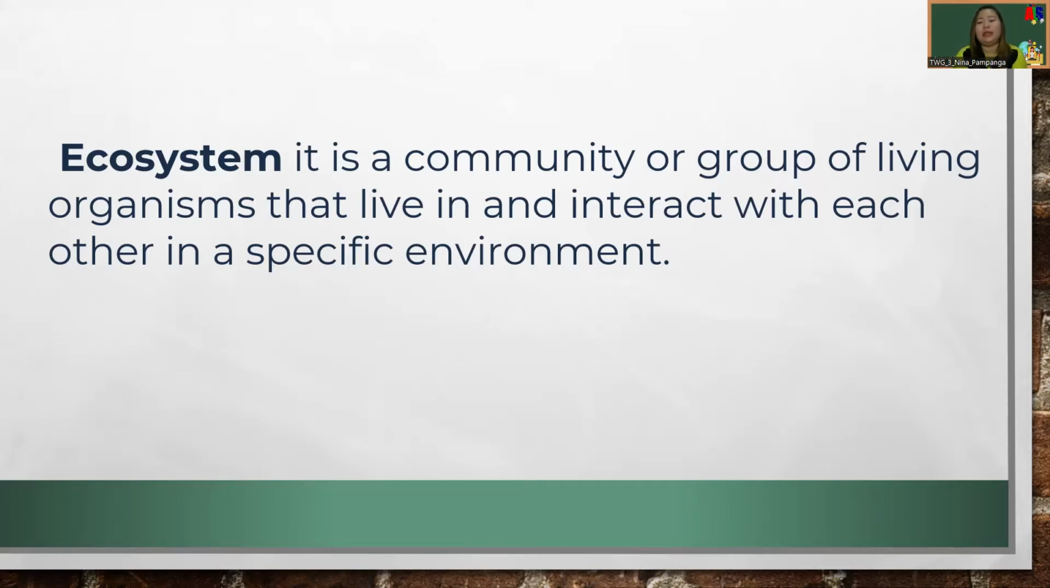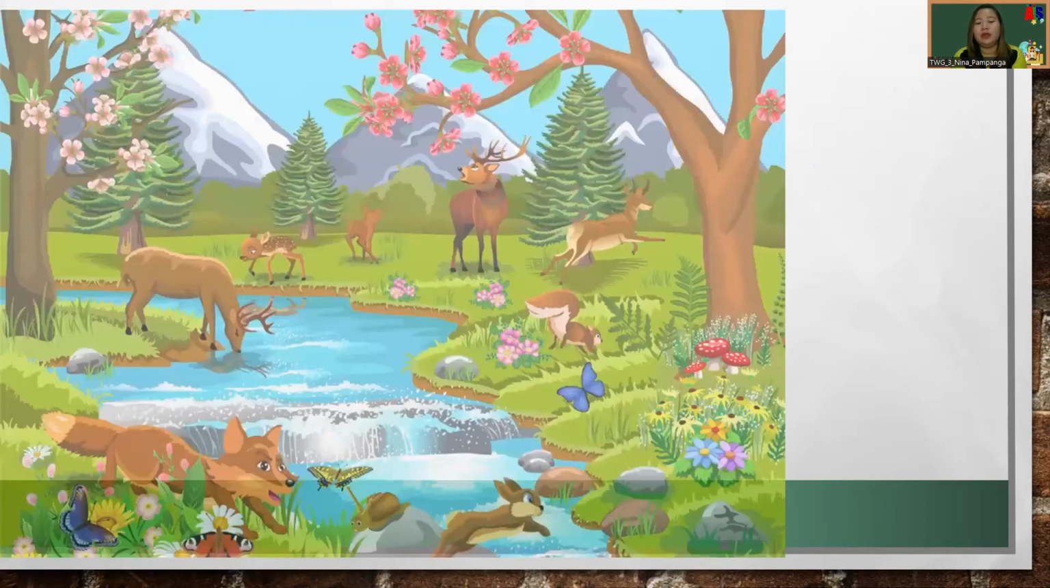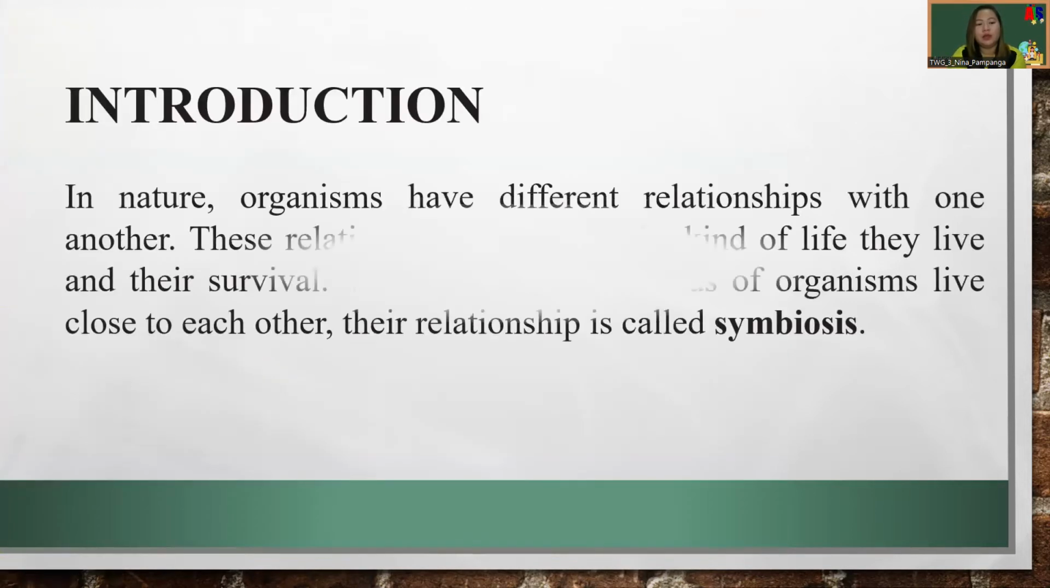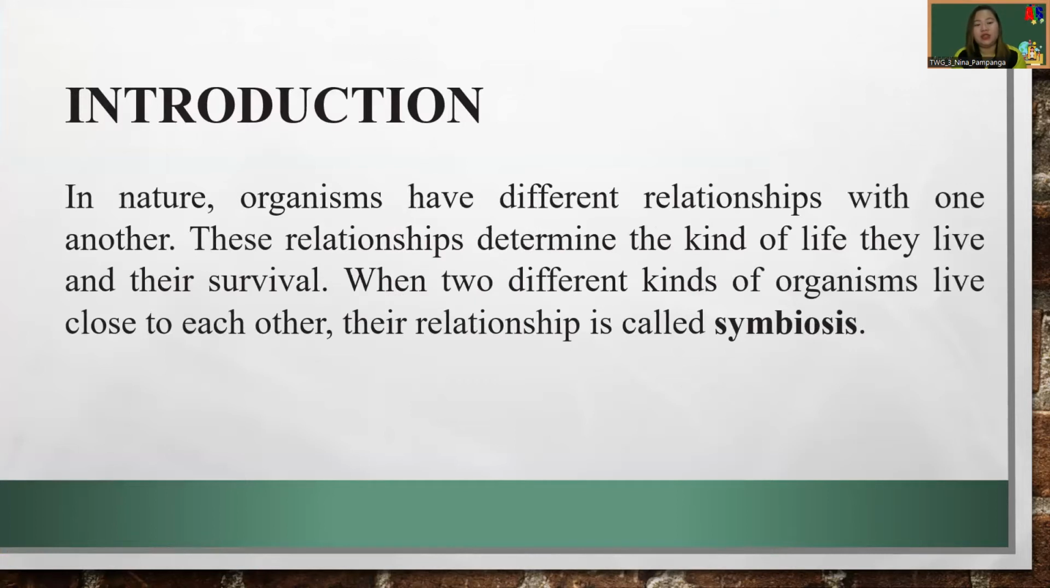So, tignan nga natin sa picture na to. Identify kung ano nga ba yung mga living things na nakikita natin. So, yung mga living things na nakikita ko dito sa picture na to, meron tayong mga animals, meron tayong mga plant, ayan, yung water. Yan yung mga living things na nakapaligid sa isang ecosystem. Alright? So, next. So, meron tayong introduction dito.